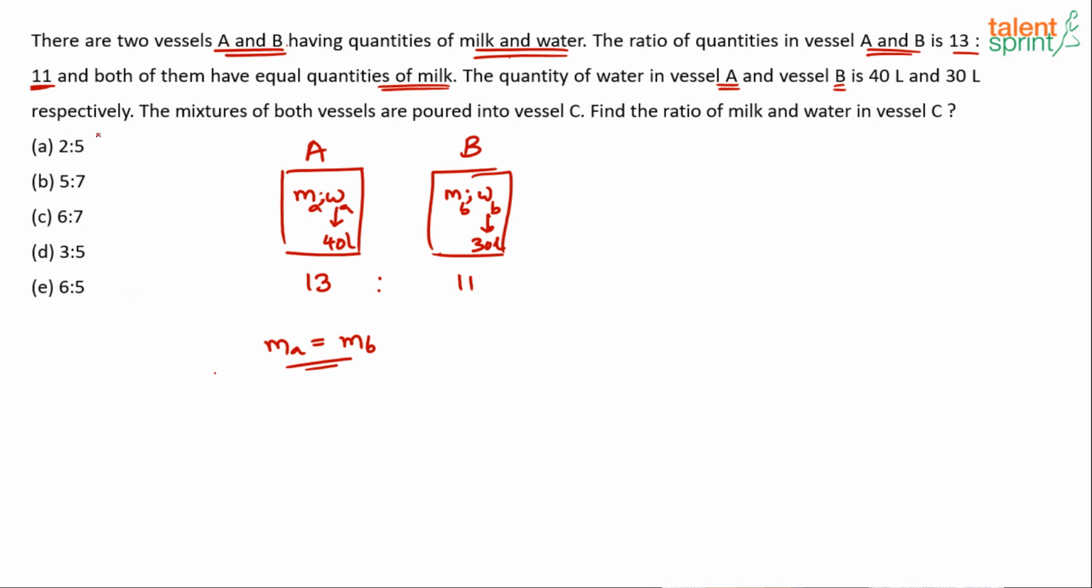So 30 and 40 respectively. The mixtures of both vessels are poured into vessel C. So these two are added. When you add these two, you get another mixture, vessel C basically. Whether you say these two are added or pouring both of them into vessel C, you get this. So all of this is poured into vessel C.